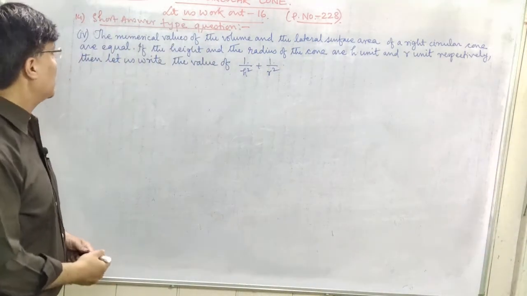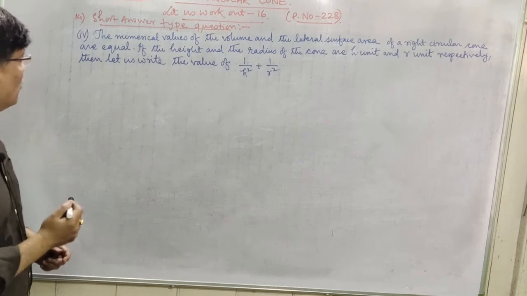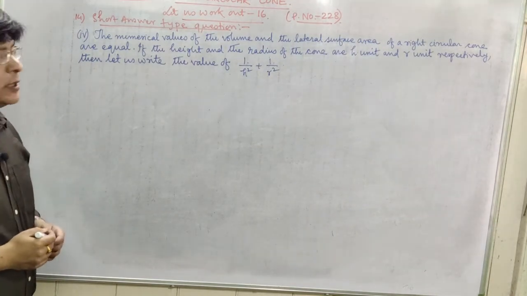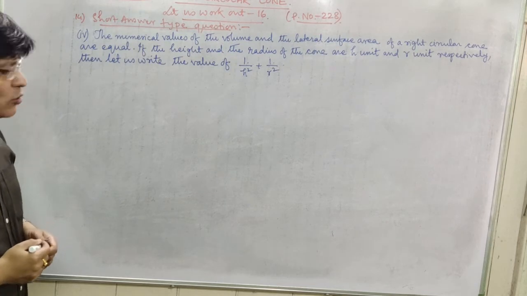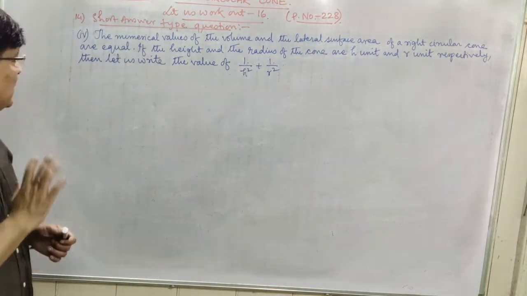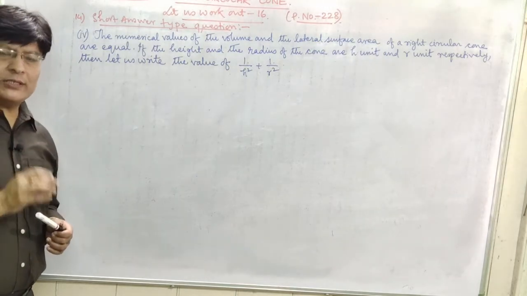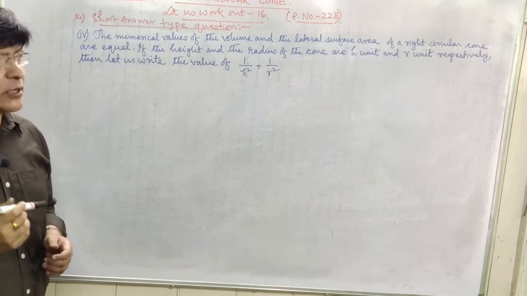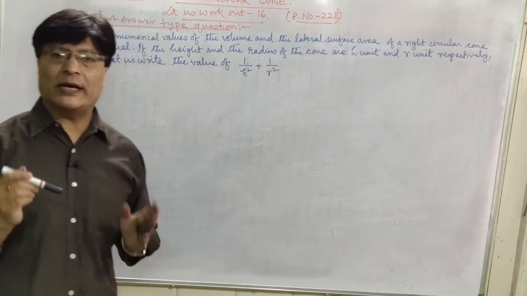Now we'll do the next question, that is question number 4 of exercise 14. The numerical values of the volume and the lateral surface area of a right circular cone are equal. So what is given in the question? The numerical values of the volume and the lateral surface area of a right circular cone are equal.